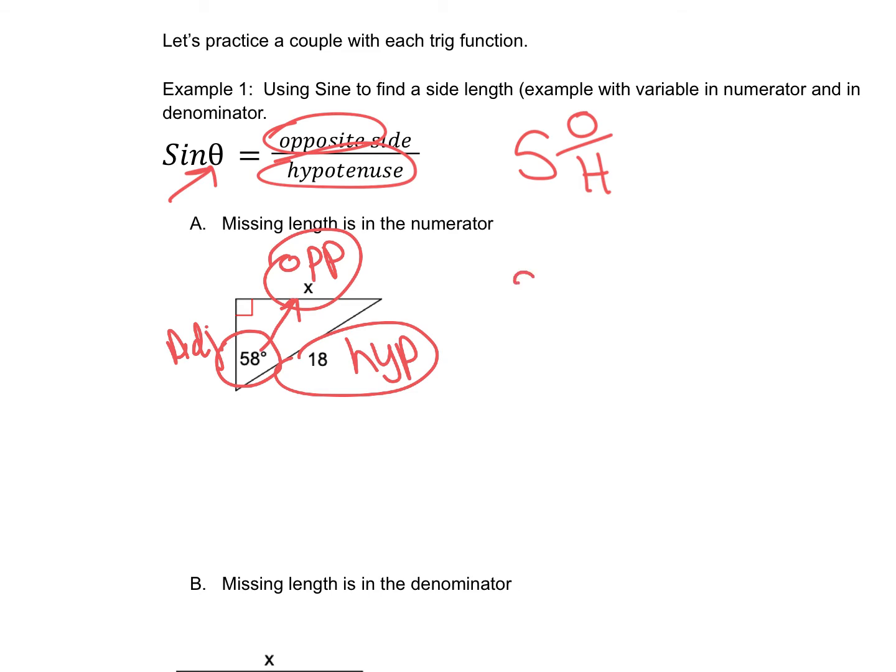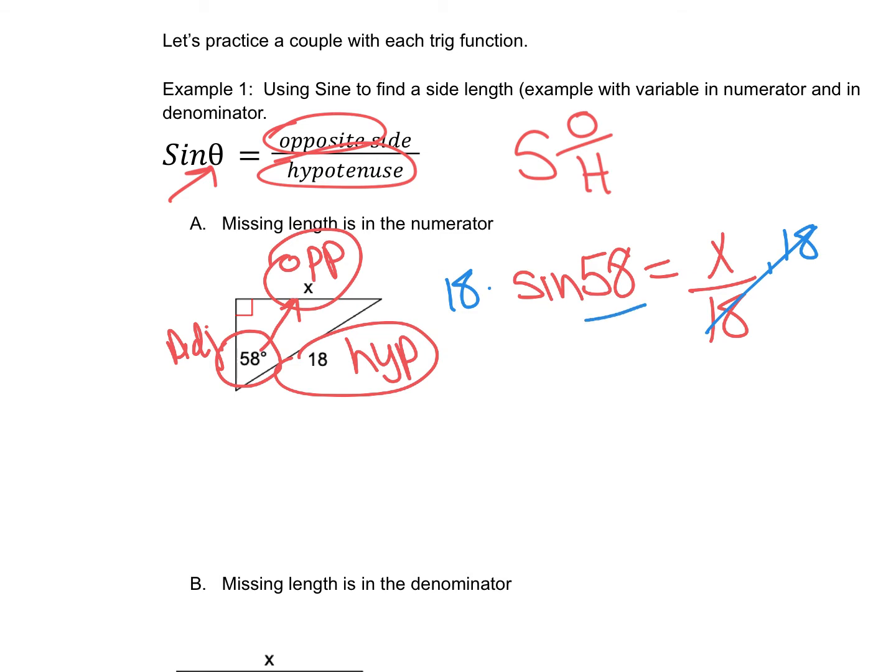So to solve this, we would say the sine, and then again, our angle is always attached to our trig function, so the sine of 58 equals opposite on top, which is x, over the hypotenuse, which is 18. Okay, and if you notice, now we just have an equation that we need to solve to get x by itself. To get x by itself, we are going to multiply both sides by 18. That will get x all by itself.